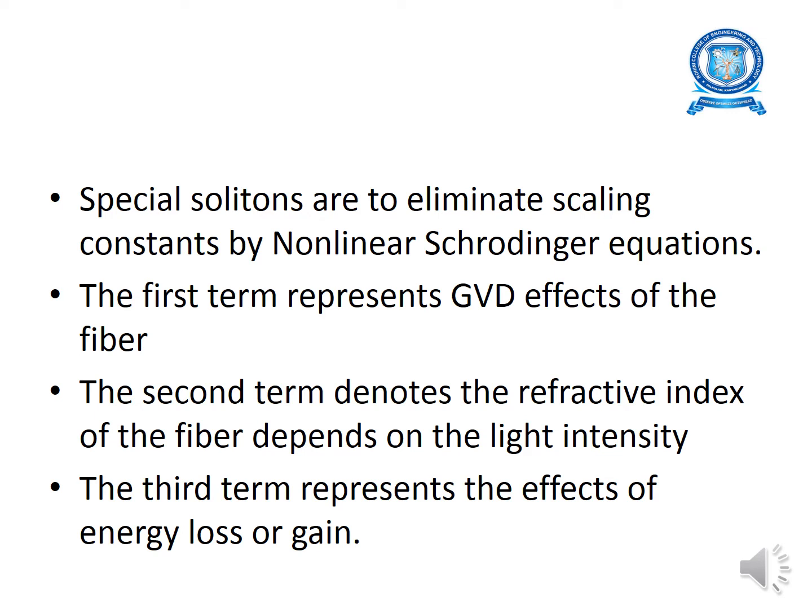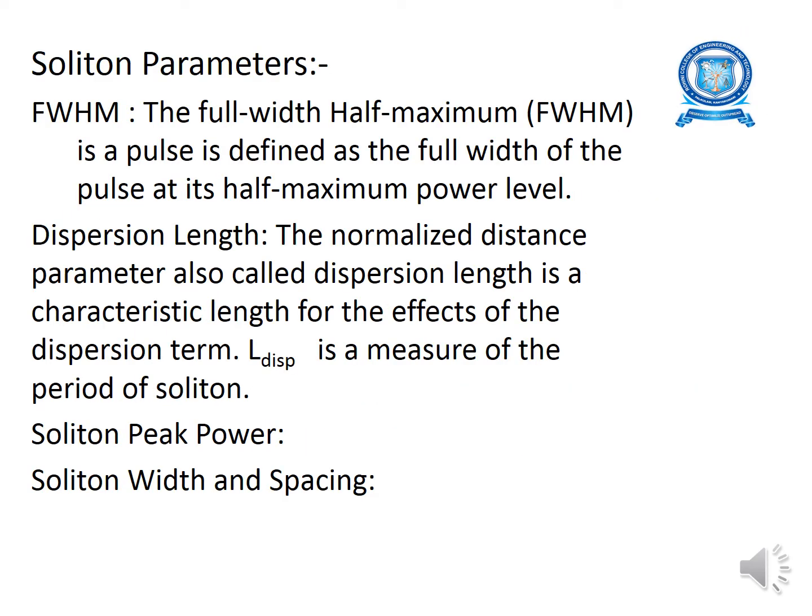Next we are going to see the soliton optical parameters. In solitons used in optical networks, we are using four different types of parameters. One is full width at half maximum, second is dispersion length, third is soliton peak power, and the fourth is soliton width and spacing.